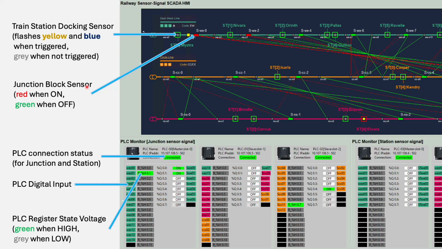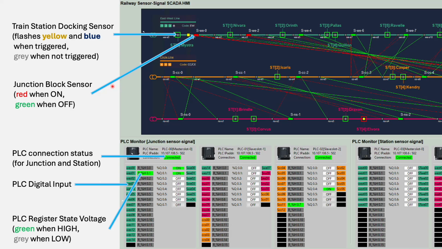Next, we have the junction block sensor, which is red when it is on and green when it is off. When it is red or on, it prevents any train from moving forward into the next track block.